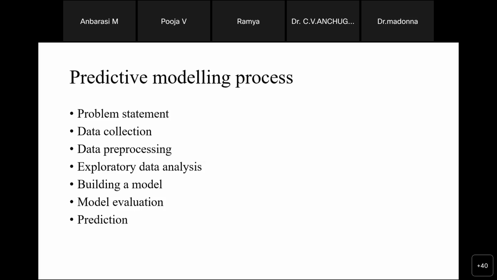First you have to gather the data. We can gather it manually, or by web scraping, or by using an online repository like Kaggle or the UCI repository. Using those repositories it is also possible to collect the data. Once we have collected the data, then we have to go for data pre-processing.